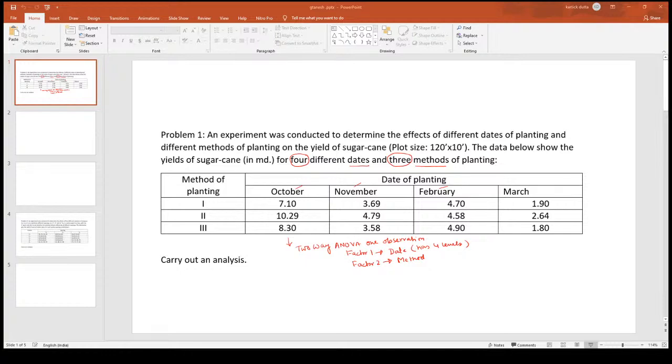Okay, that is fine. So I repeat this again. I already mentioned that this is a two-way ANOVA because there are two factors. One is date. Date has four levels. So level 1 October, level 2 November, level 3 February, level 4 March, and factor 2 is method, and method has three levels. Here I use three methods: method 1, method 2, method 3. These are treated as levels of method. So this is a two-way ANOVA, one observation per cell, because each cell contains one observation.